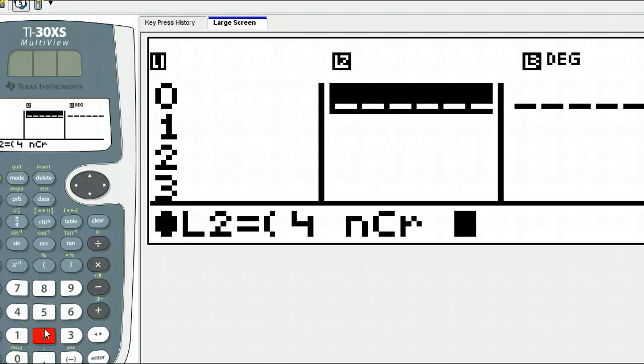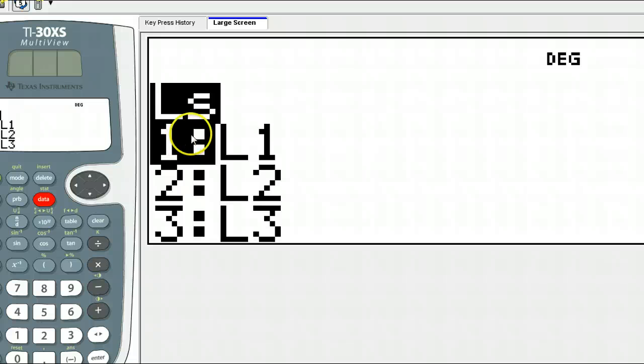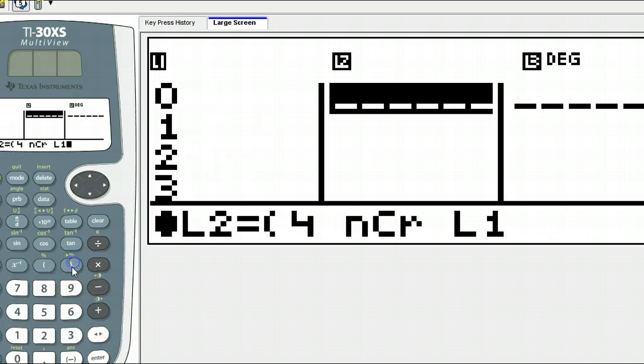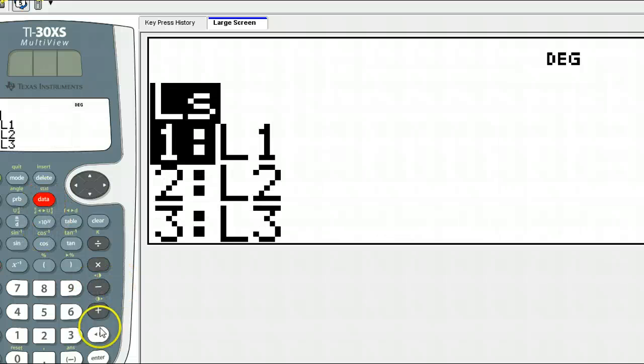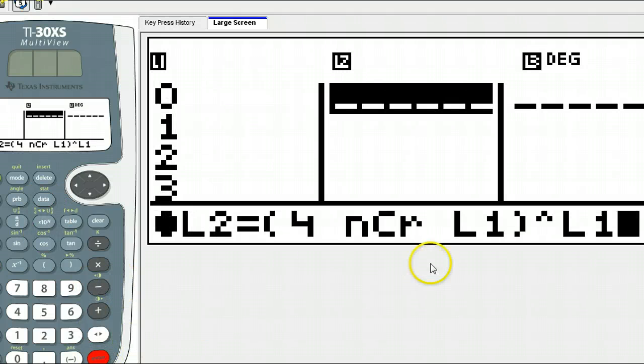Okay, choose. Now to get list 1, I hit data, and I just hit enter for list 1. Okay, so it's 4 choose whatever x value you're dealing with. And then that's going to be the probability of whatever the x1 value is. So the probability of, do list 1 again. The power.